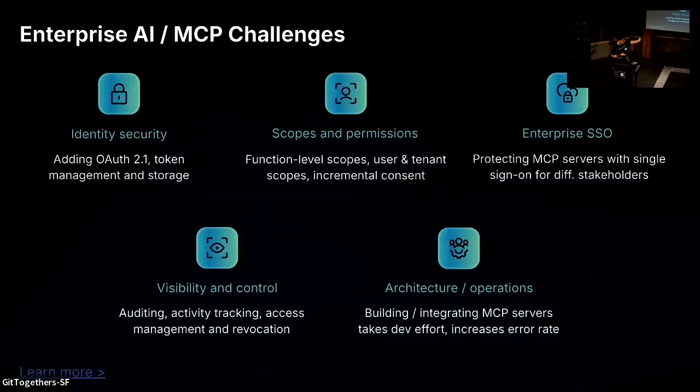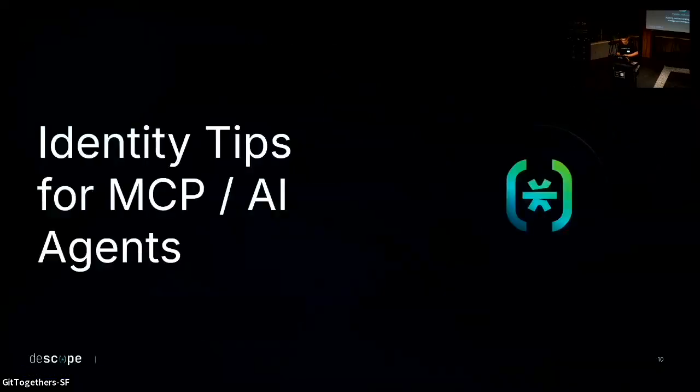Finally, visibility and control. Obviously, CISOs and security administrators want to be able to see all of the agent activity in their enterprise, be able to control and revoke consent for these agents doing something if needed, and see all of the different prompt information and things like that. And just maintaining all this infrastructure is still a big challenge.